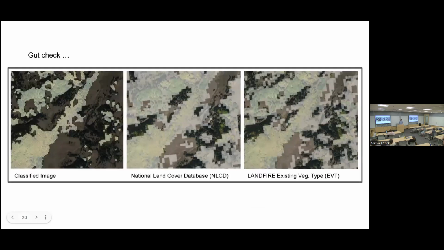So as a gut check, we can look at that compared to our National Land Cover Database and our existing vegetation type from Landfire. And so we can see that there's a lot more nuance in what our classification is picking up on in terms of the size of these Aspen patches, where they are, and delineating them along their edge. We can see a lot of overlap in these pixels here, picking up on some of the wetland areas, and just generally over-classifying these Aspen forests.